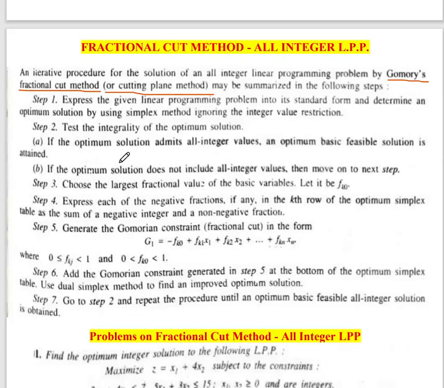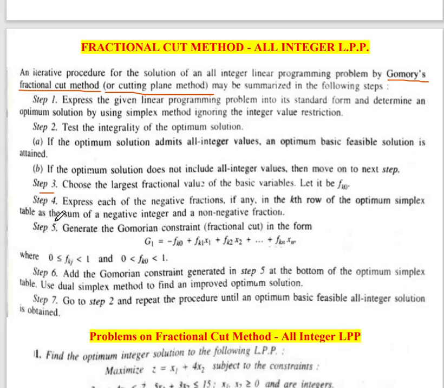If there are all integer values, then you will get the optimum solution. Second, if the optimum solution does not include all integer values, then move to the next steps. Suppose there are non-integer values, then we will move to the third step. Step number 3: choose the largest fractional value of the basic variable and let it be f_k0.